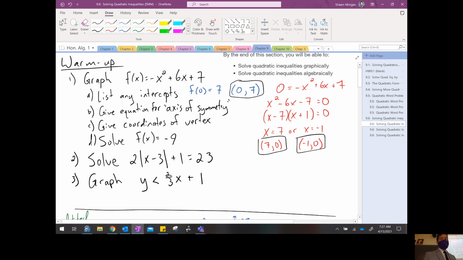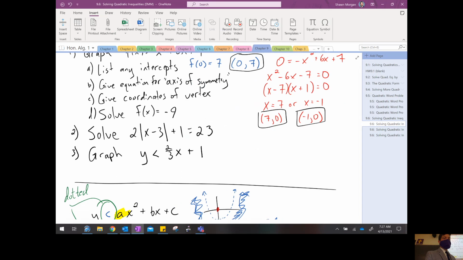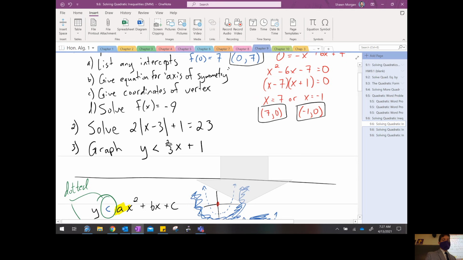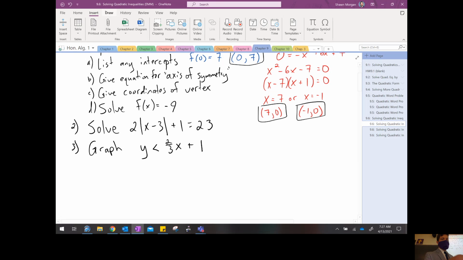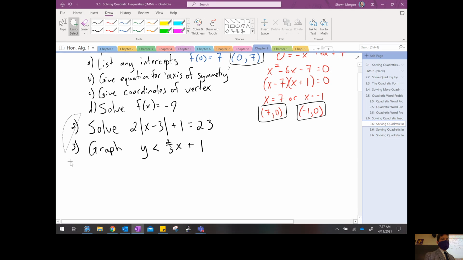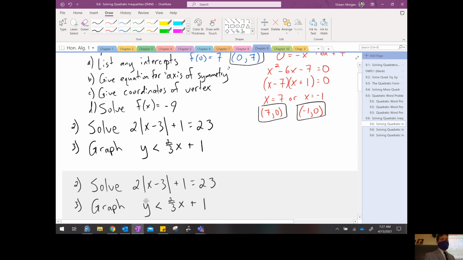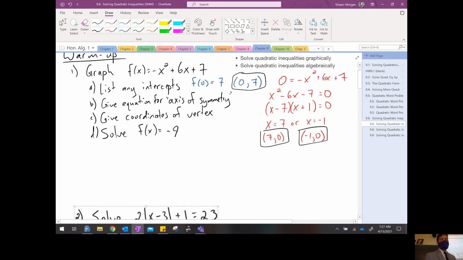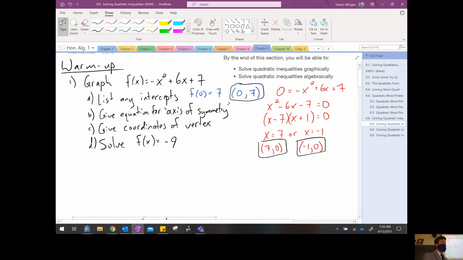Okay, now I need some more room, so let's scoot this down, and let's scoot these two guys down. All right. So part A is complete. I've got my intercepts. In blue, I've got my y-intercept. In red, I've got the aforementioned x-intercepts. They don't necessarily have to be there, but in this case, they are.